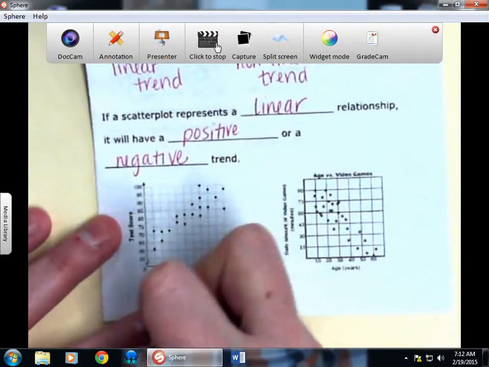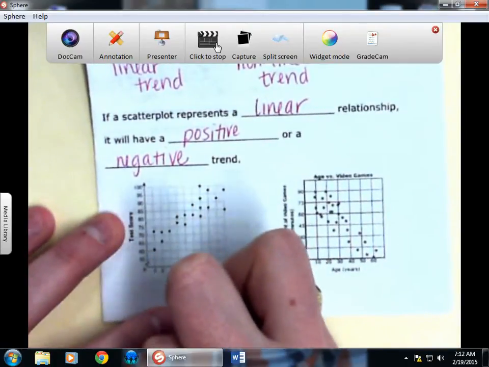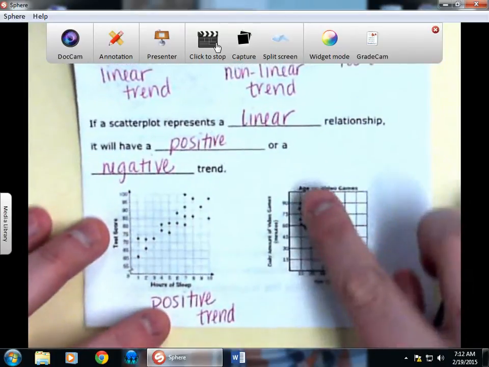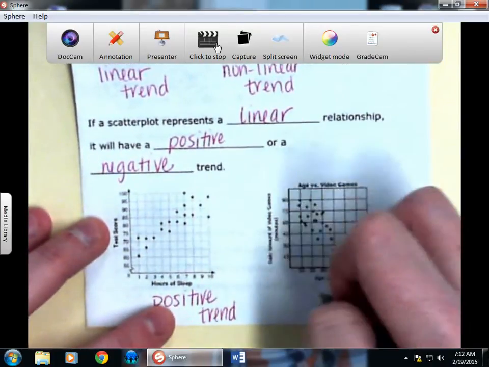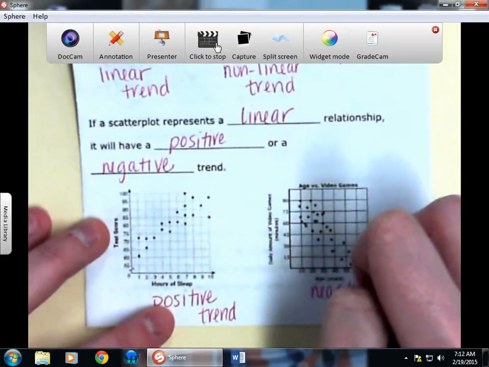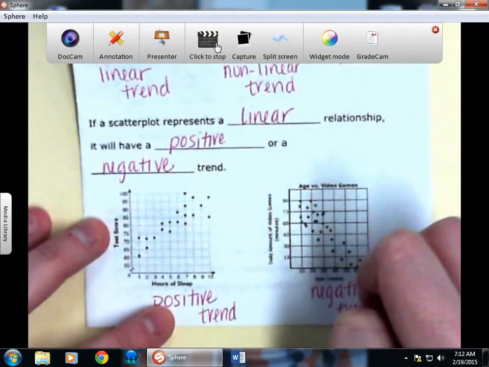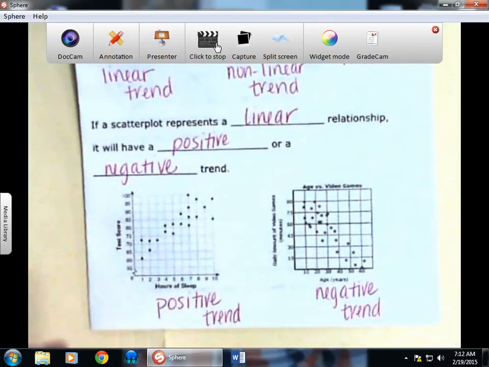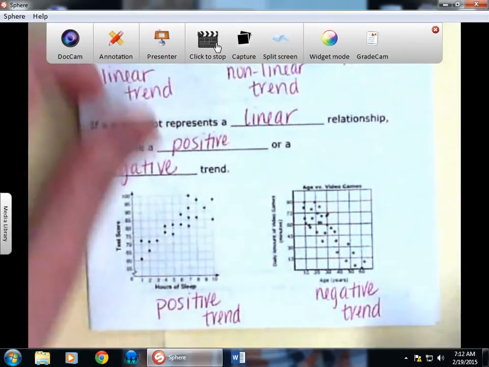I do want you to go back and highlight a few words. I want you to highlight linear trend, non-linear trend, and no trend. And then down here, highlight positive or negative trend. Okay, then we can go to the inside of a note.